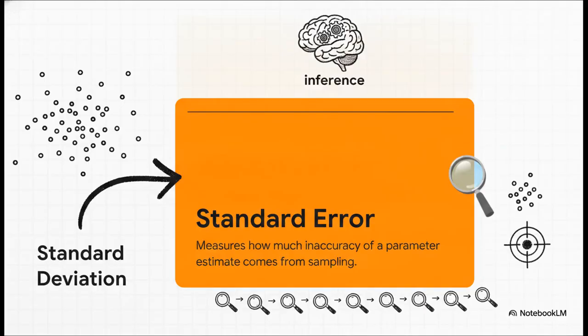So a super crucial point here is to make sure we distinguish between standard deviation and standard error. They are absolutely not the same thing. Standard deviation describes your data. It measures how spread out your individual data points are from the mean. Standard error, however, is a measure of inference. It measures the actual precision of your estimate. It tells you exactly how much inaccuracy in your sample mean is caused by the very act of sampling itself. And thanks to the Central Limit Theorem, we can calculate this to know precisely how far off our estimates might be.